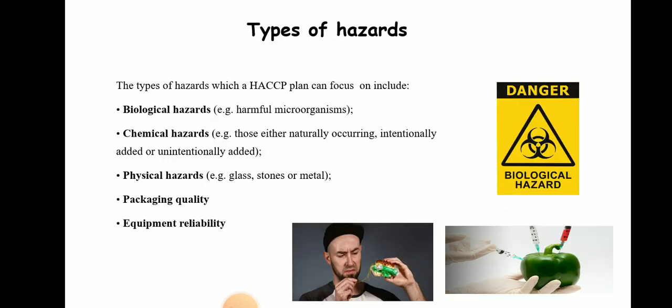Then there are different types of hazards. Biological hazards can be harmful microorganisms, pests, rodents, etc. Then chemical hazards, which are naturally occurring, intentionally added, or unintentionally added. And physical hazards can be, for example, glass, stones, or even metals. Even apart from these three categories, the packaging quality or equipment reliability can become a hazard in a food manufacturing unit.